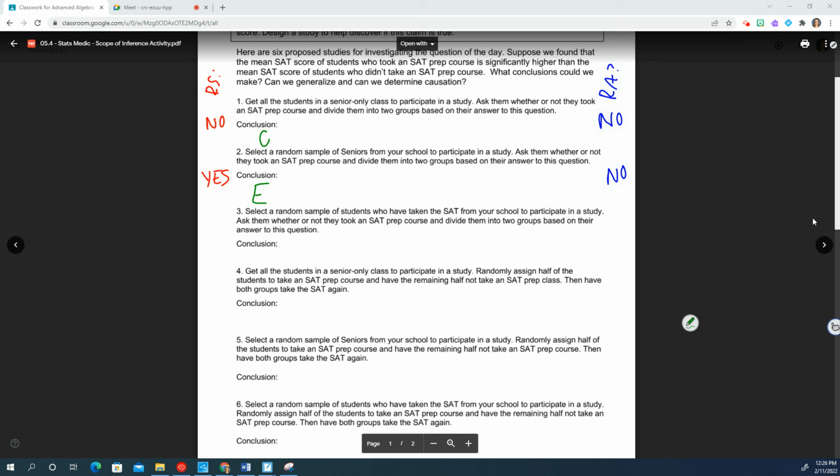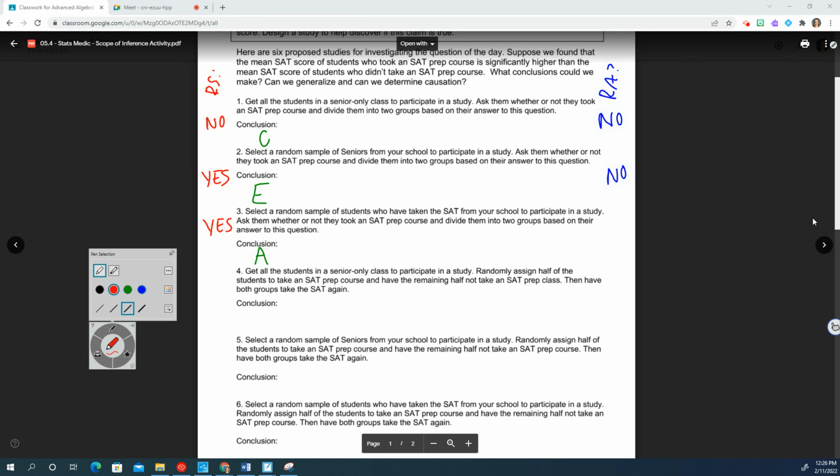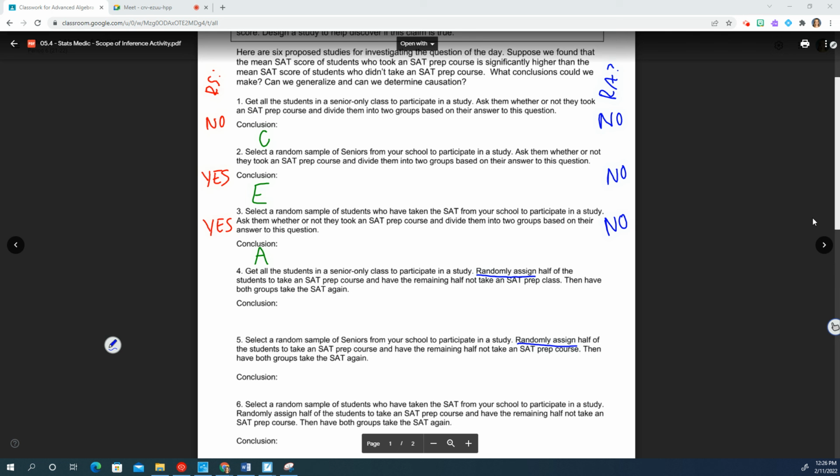What about for 3? What letter? A. A is correct. Was this a random sample? Yes, it was. Select a random, oh yeah, it says it right here. A random sample of students who have taken their SAT. Okay. Random assignment? No. No. We're still just doing an observational study here. All right, then it gets interesting. Now it says literally randomly assigned here. Now we're conducting some experiments.